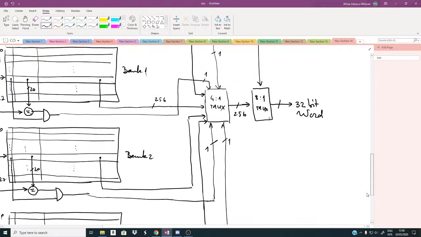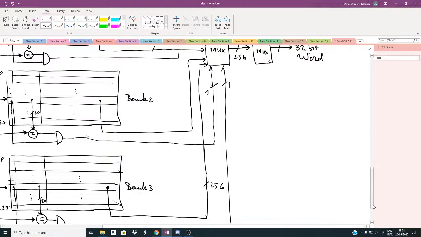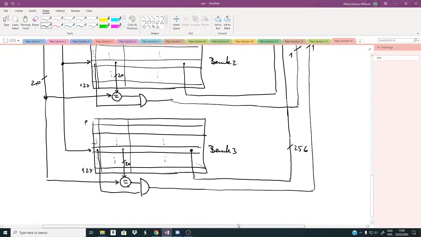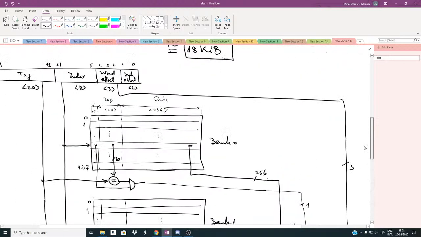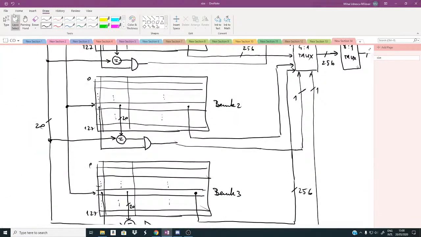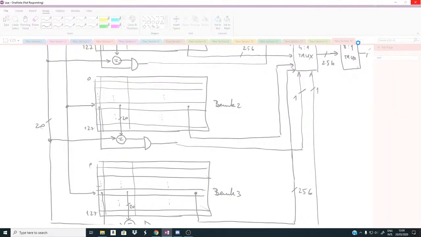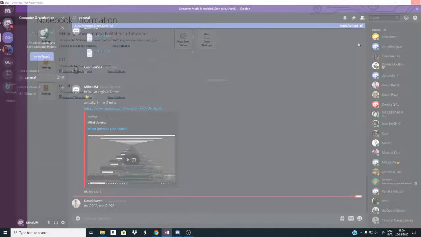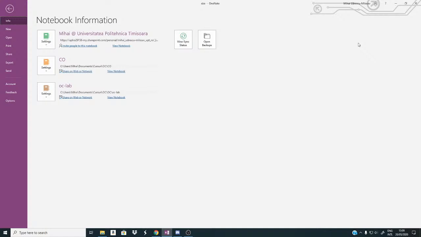So yeah, that's the complete picture of this example cache, an example that I think is quite compelling, and it brings enough stuff for you so that you can understand how this cache actually works.